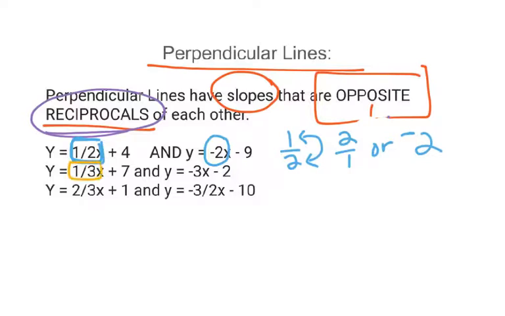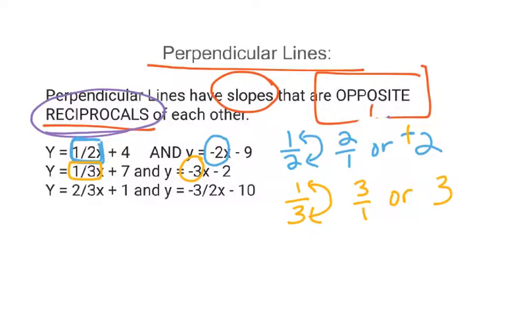1/3. If I take 1/3 and I flip it over, it becomes 3 over 1, or 3. But my slope's going to have to be the opposite of 1/3. So the opposite of 1/3, positive 1/3, is negative. So it should be not 3, but -3.